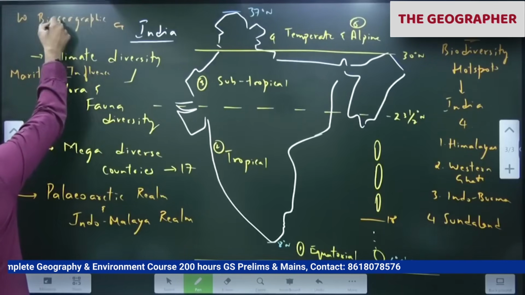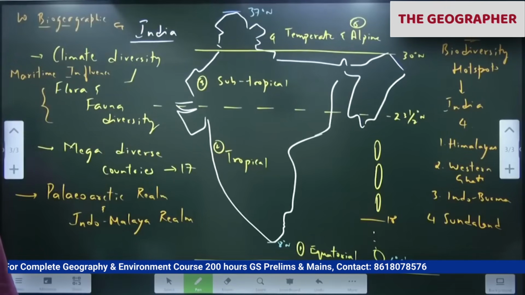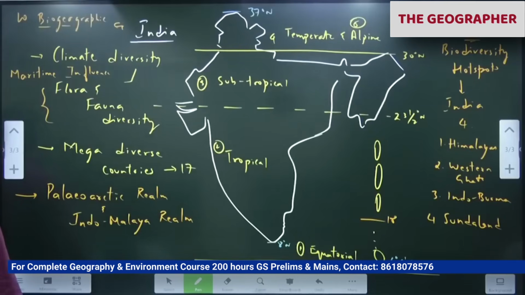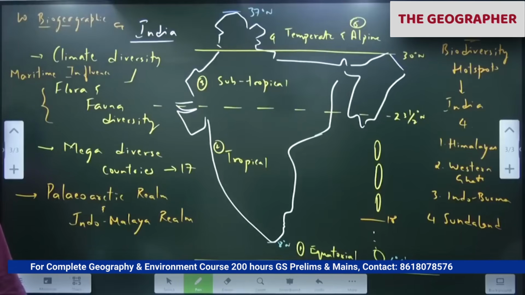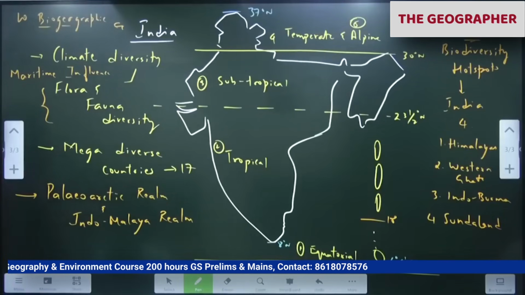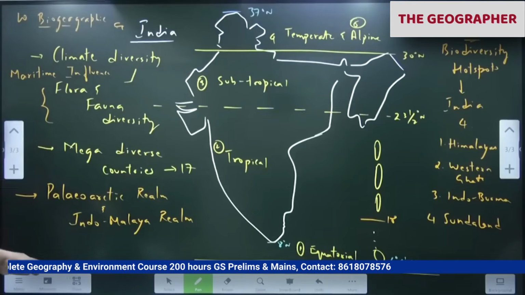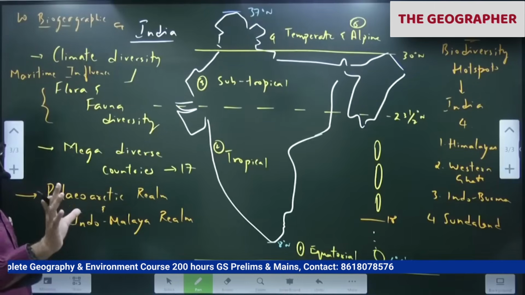What does bio mean? Life. Geography means land, water, air, insolation, everything, the abiotic factors. Biotic and abiotic together is called biogeographic. All of you understood what biogeographic means? Biotic and abiotic components together are called biogeography. Easy, correct? Because in geography we study only abiotic factors, while in environment we study biotic factors. So biogeographic, very nice word, correct?